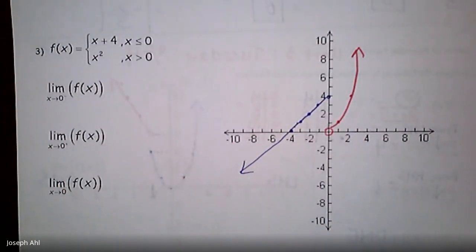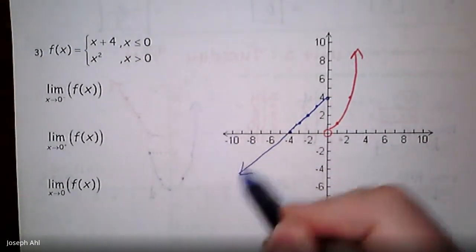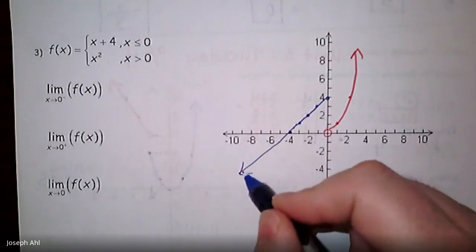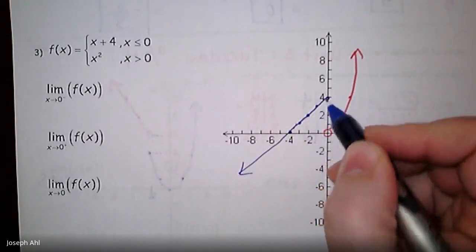What's the limit as x approaches 0 from the left? So from the left, here's the left side of the graph. You're going to head up this line. And as x approaches 0 from the left, we're getting closer and closer to 4.